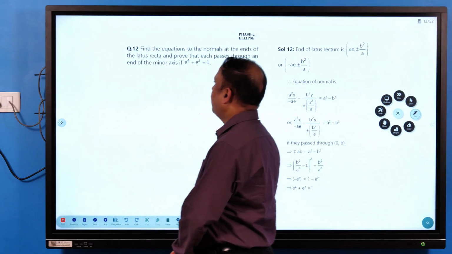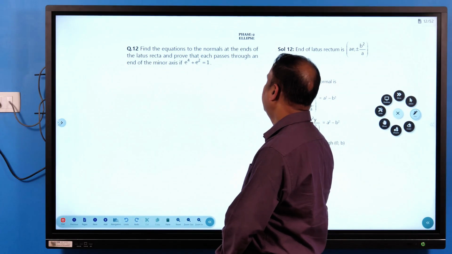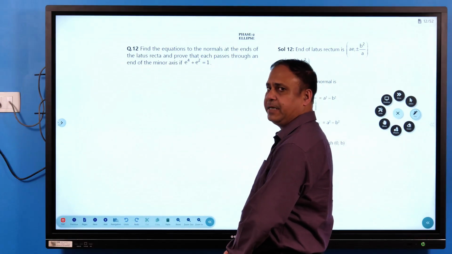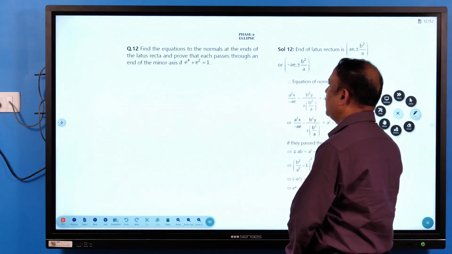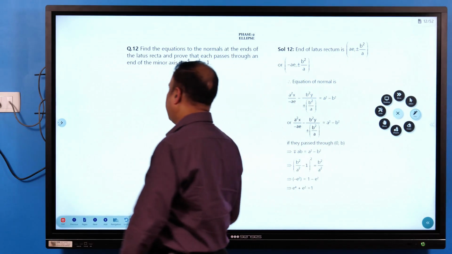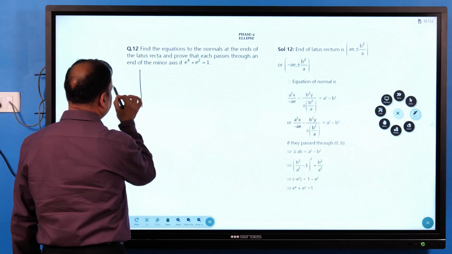So now come to question number 12, exercise 1, phase 2, ellipse, mathematics. Find the equations to the normals at the ends of latus rectum. So let us see this.